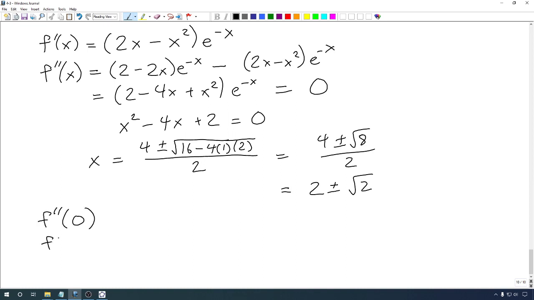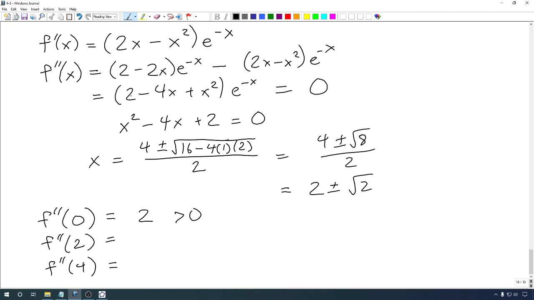We have 0, 2, and 4. If I plug 0 into here, then we have 2 minus 0 plus 0. We just have a 2 here. Of course, e to the 0 power is 1. So literally, f double prime of 0 is 2. This is definitely a positive number.